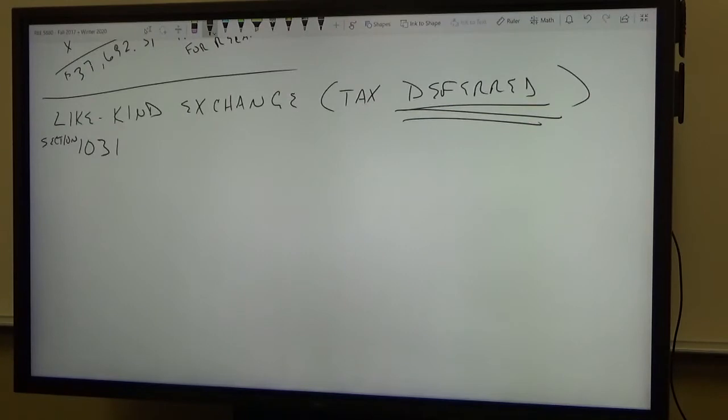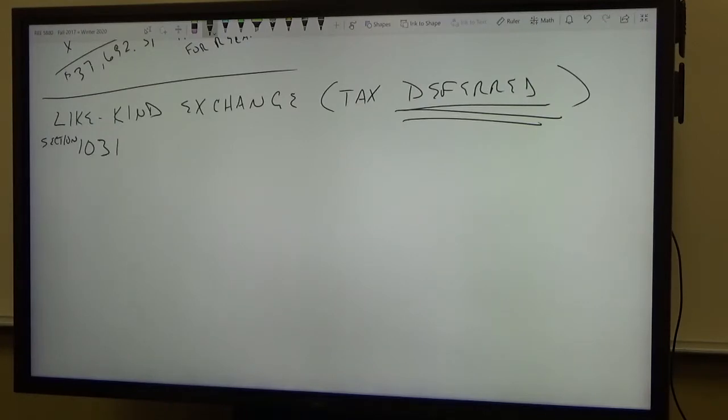But the predication is that you've got to go from a lesser value property to an equal or greater value property in order for it not to be taxed. If you take a $1 million property and sell it, and buy a $500,000 property, then you are going to have to pay a capital gains tax, because you have bought a lesser value property. Does that make sense?